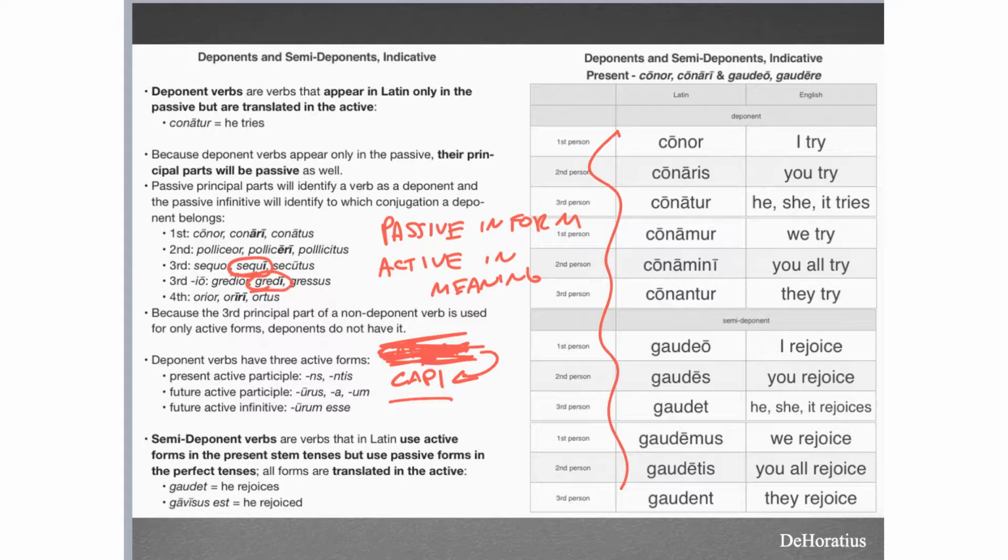Oh, and one thing I forgot to point out is here, which are these semi-deponent verbs, and all that means is it functions as a normal verb in the present tenses. That would be the present, the imperfect, and the future. So in other words, you'll have active endings and it'll be translated actively. It's for the perfect tenses that it'll function like a passive verb. All right, or sorry, function like a deponent. But anyway, if you just focus on conor, right, you can see passive endings, but active translations, and this is the present.